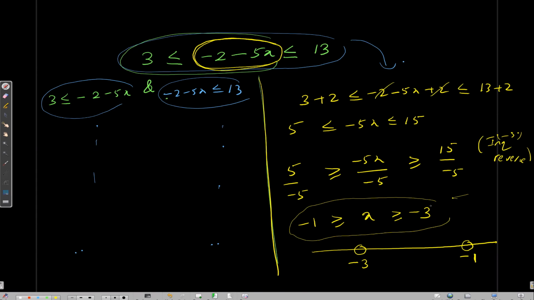And again, x is greater than negative 3, so to the right. And this part, x is less than negative 1, so to the left. So that means in between negative 3 and negative 1, and yes, including them as well. So in interval notation, this is negative 3 to negative 1. Now you have to be very careful here. Now let me address that over here.